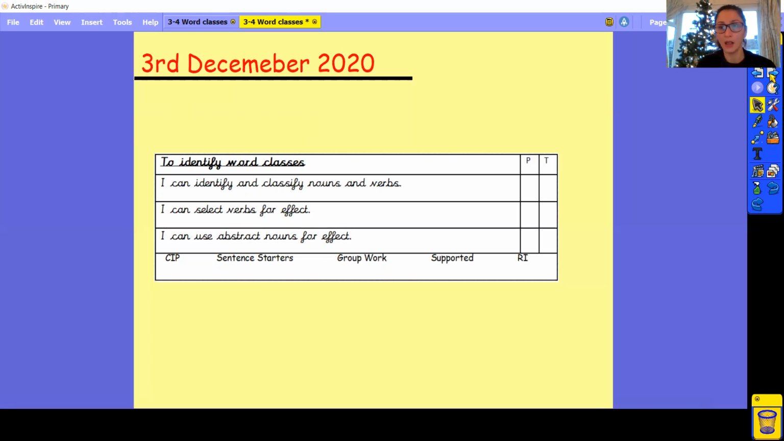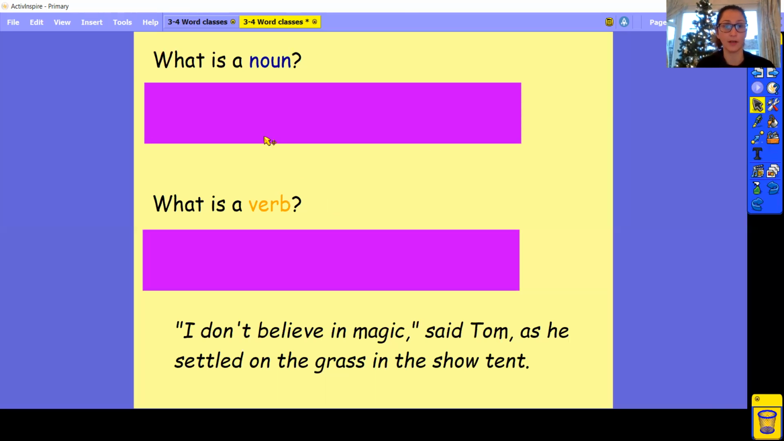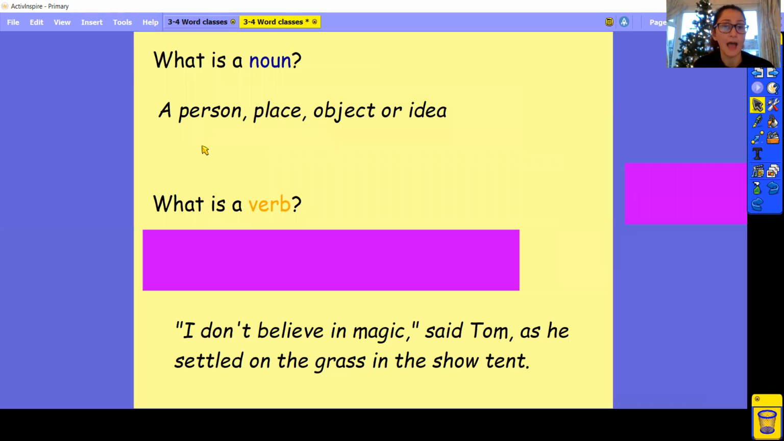So let's move on to this next thing. So this is a recap from yesterday's work. So what is a noun? So have a quick pause, have a think about what a noun is. Can you give any examples of any? Okay, so well done if you said a noun was a person, place, object, or idea.